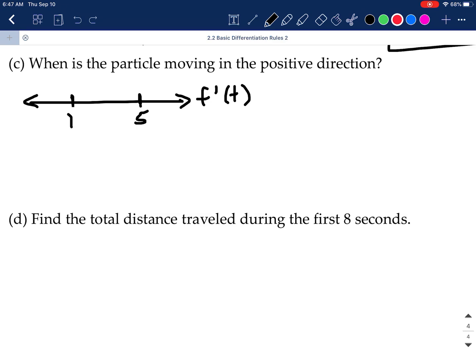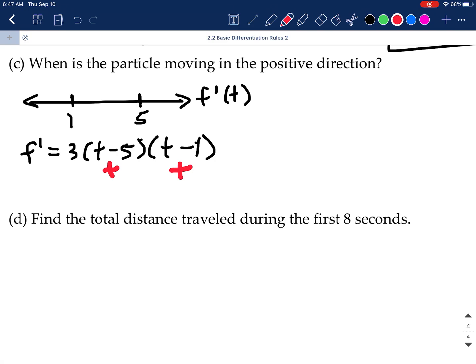All right, so again, we know that f prime is equal to 3 times (t minus 5) times (t minus 1). So now we just need to check some values. And this factored form is really nice because all we care about is the sign. If this is positive and positive, then we're positive on the interval. If it's positive and negative, then we're negative on the interval. If it's negative and negative, then we're positive on the interval. So we can just use what we know about the signs through multiplication.